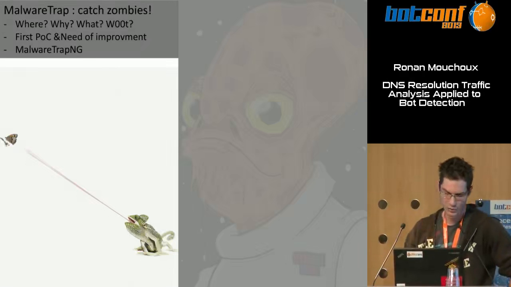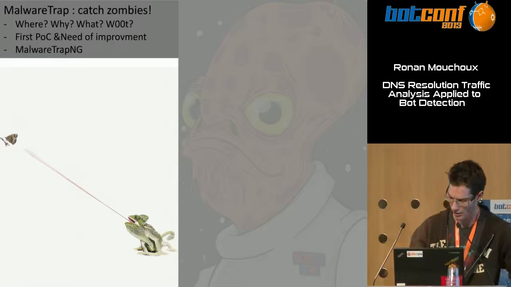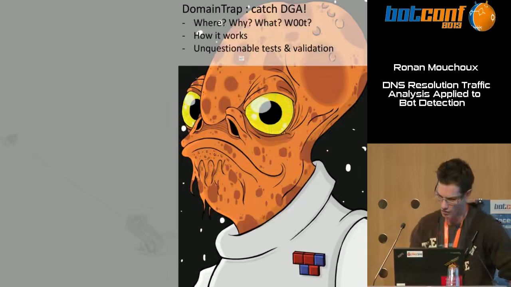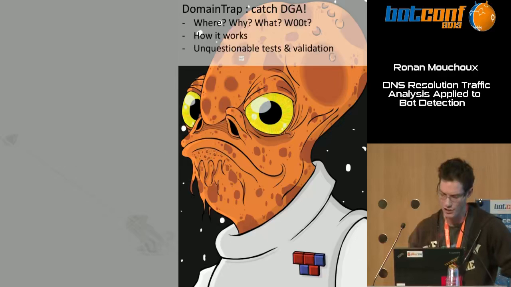First, I will talk about malware trap, the infected computer detecting system, which catches zombies. And in the second part, I will talk about domain trap, which aims to catch domain generation algorithms.